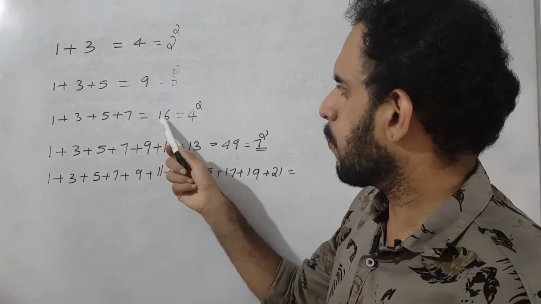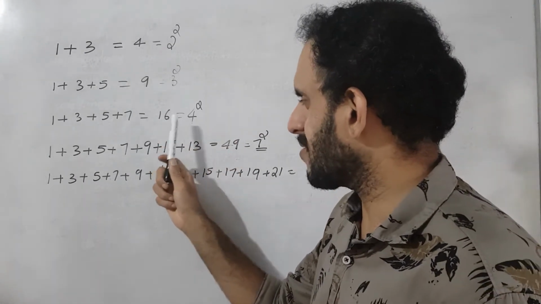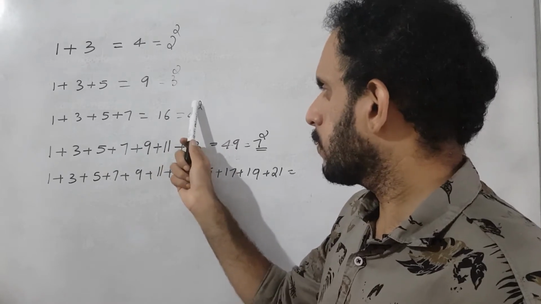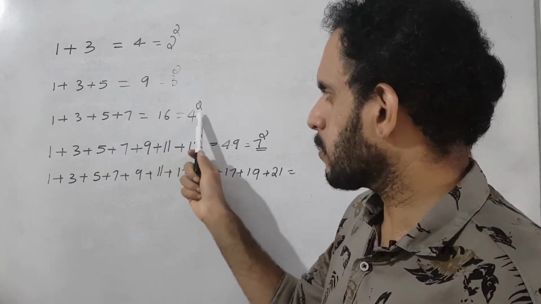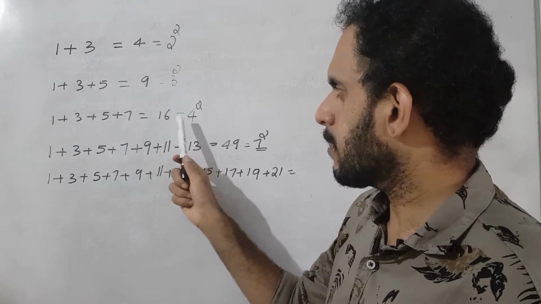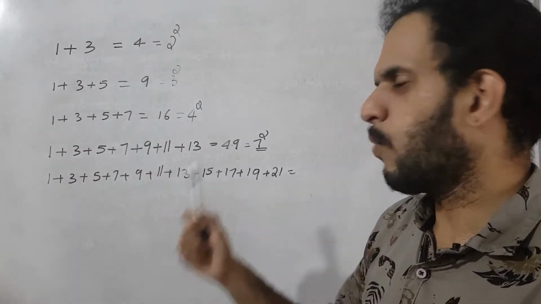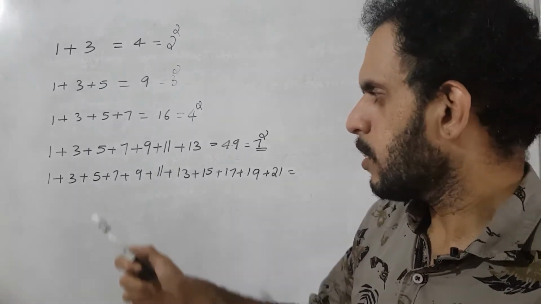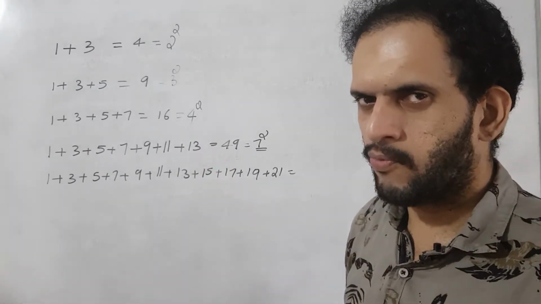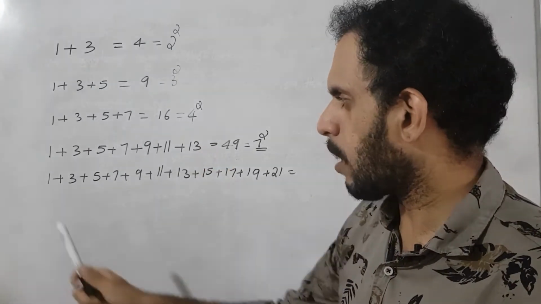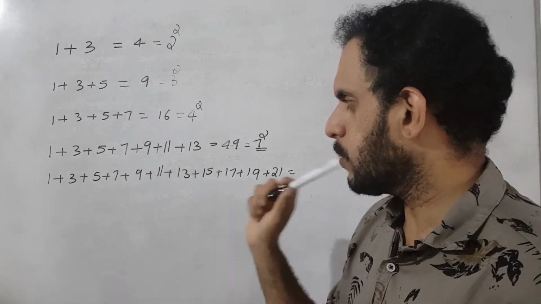Result is 16. 16 is the square of 4. Then what is the relation with 4? 4 is the number of odd numbers. Correct? Then what is the result here? That is very clear. You do not need to add them. For finding the result, we just count how many odd numbers we use.